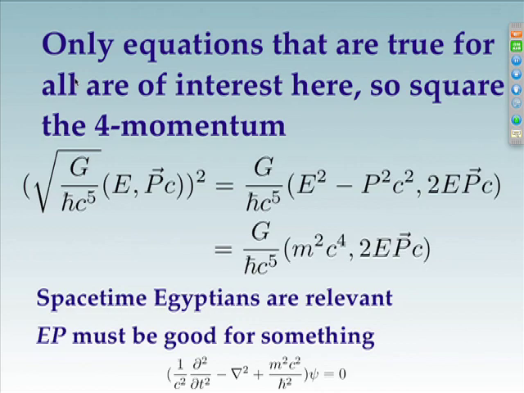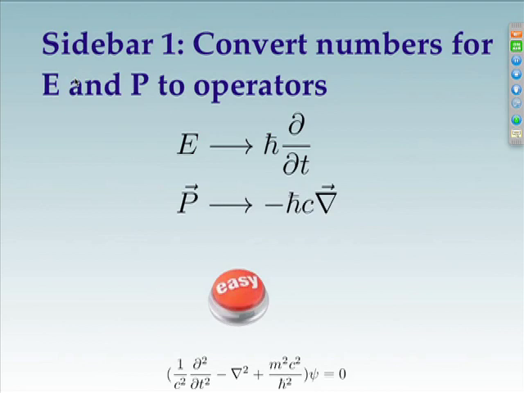Okay, so we've got to have a couple sidebars again. We're going to convert the numbers E and p to operators. This is, again, another little indication that we're not quite in classical quantum mechanics, where one was a number and the other was an operator. Here, they're both operators.